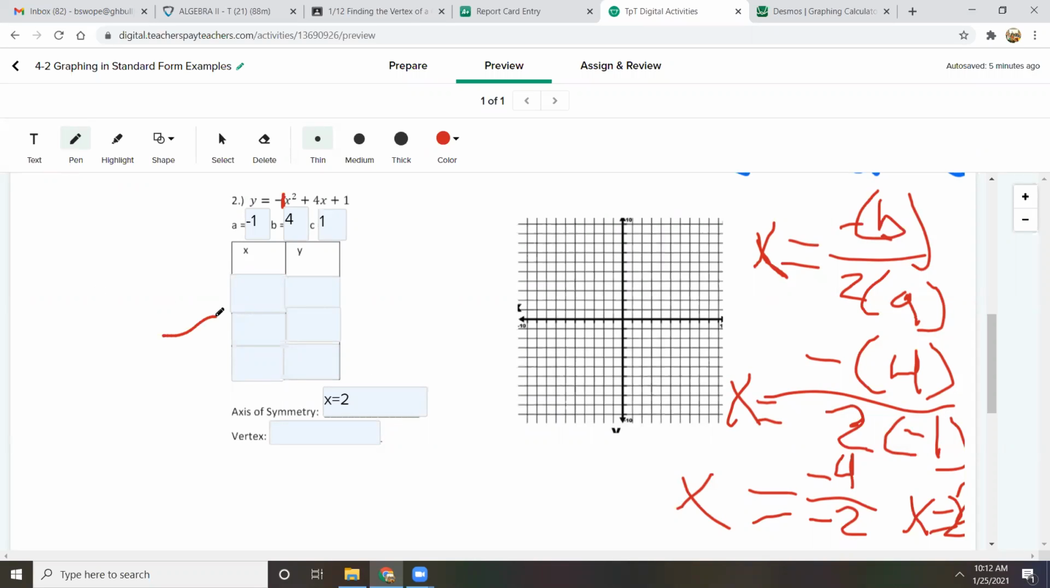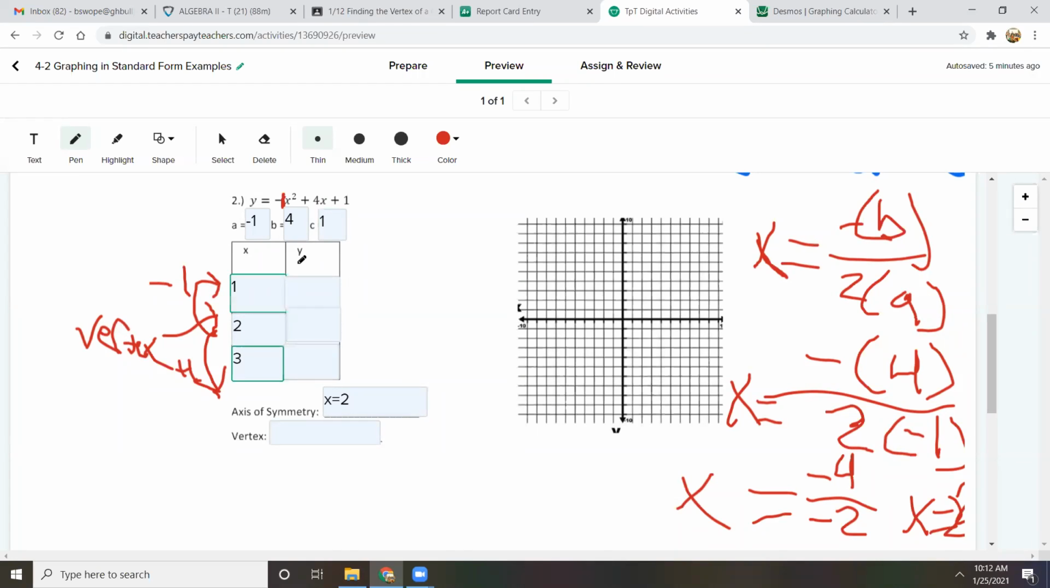Remember, sorry, I didn't write it here. Remember, your middle row is always your vertex. So the axis of symmetry is going to go here. And then to get your other x values, remember, you're going to subtract 1 from whatever you have here, and you're going to add 1. Basically, you're going 1 to the left of this x value, 1 to the right. So this would be 1, this would be 3.